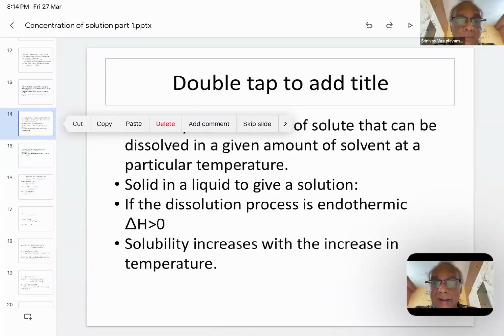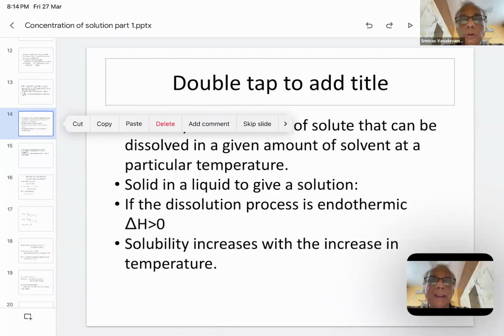Delta H is greater than 0 for an endothermic reaction. Most of the reactions where a solid dissolves in a liquid to give a solution are endothermic reactions. Therefore, solubility will increase as the temperature increases. Solubility will increase when the temperature is increasing.